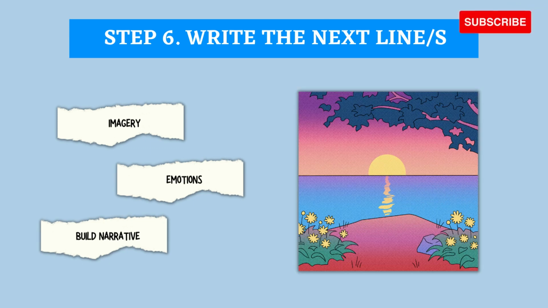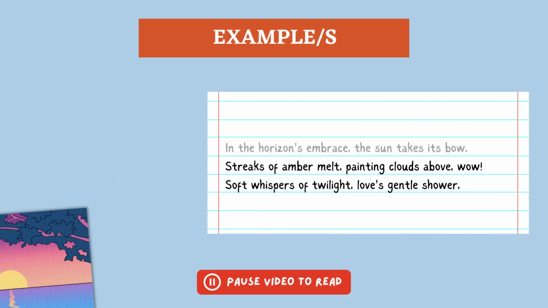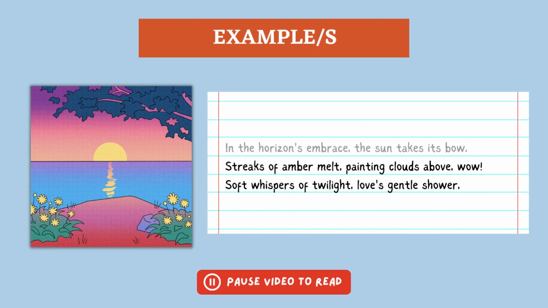Step 6. Write the next line or lines. Build upon the first line and continue writing subsequent lines, exploring the imagery, emotions, or narrative of your poem. Here is an example using our idea of the beauty of a sunset.